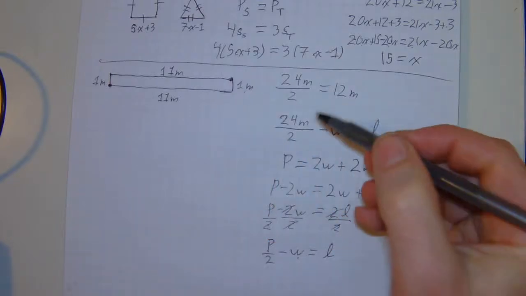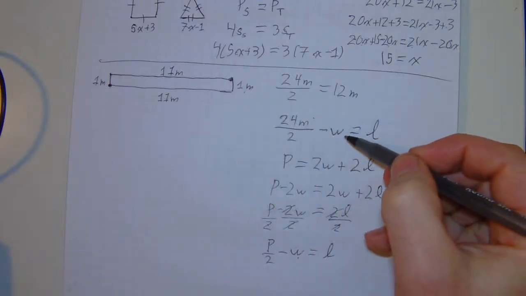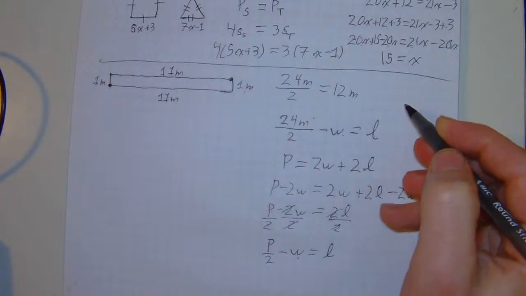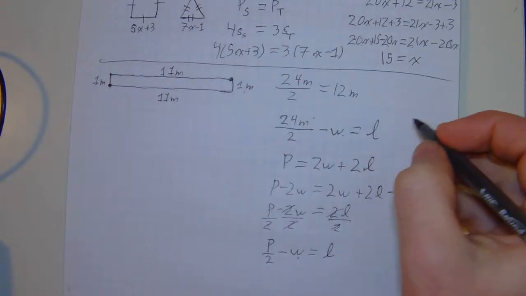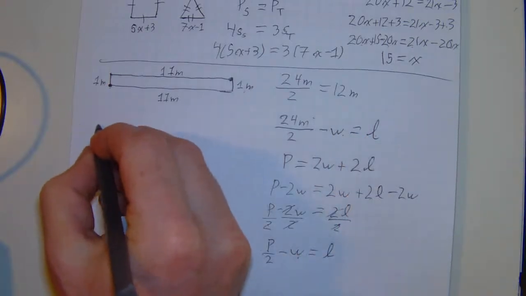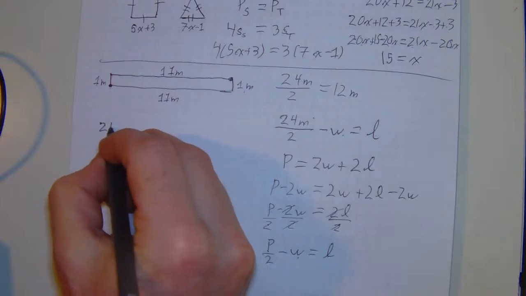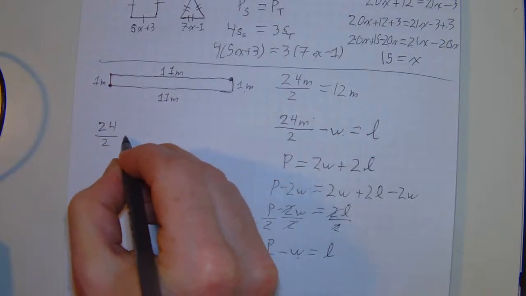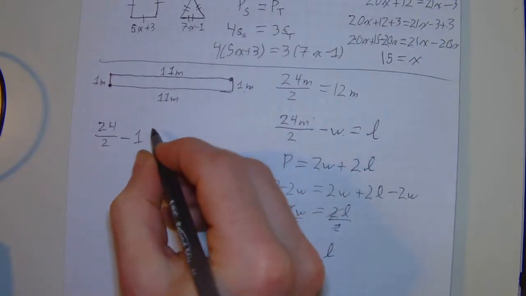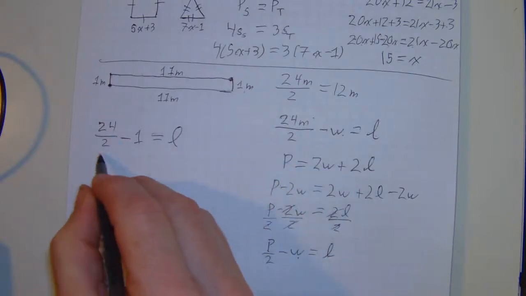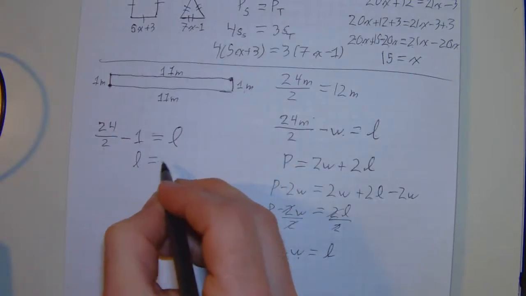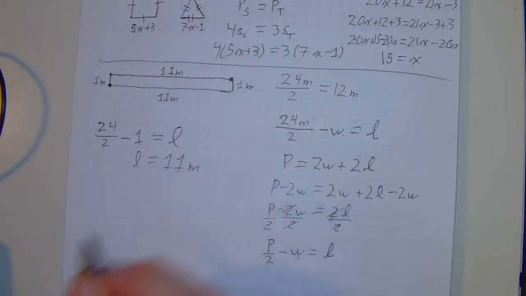And that's the formula I've used here. Perimeter divided by 2 minus the width gives me the length. And so in this case, perimeter is 24 divided by 2 minus the width, which is 1, equals the length. And that is 12 minus 1. So the length is 11 meters. All right, so that's how I figured it out.